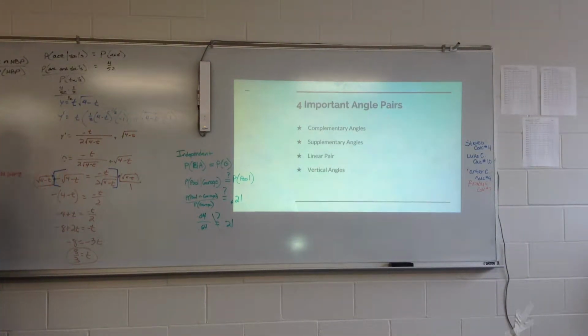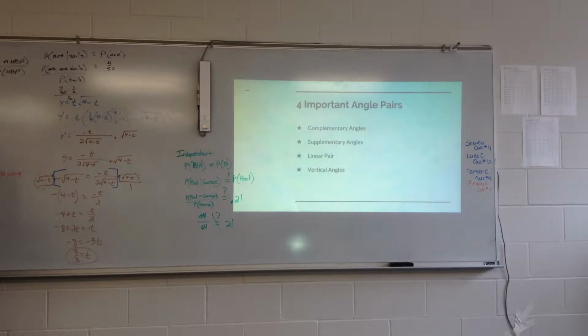So, if we have complementary angles, what are complementary angles? 90. John, you writing this stuff down? Complementary angles. They are what? They add up to 90. Two angles add up to 90 degrees. Do they have to be connected? No, they don't need to be. What about supplementary angles then? They add up to 180. Do they have to be connected or touching? No. Now, linear pair. What's a linear pair?